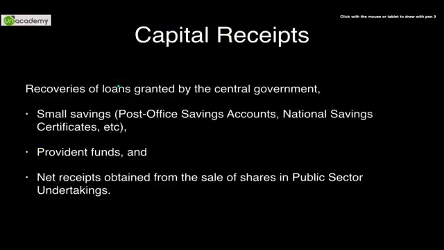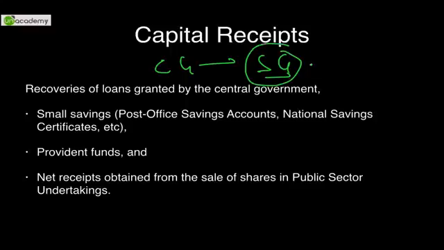Recoveries of loans granted by the central government. So if the central government has given a loan to a state government, say Bihar, a loan of 1,20,000 crore, to come out of a distress situation or a flood-like situation, then the recovery of that loan would result in capital receipts.